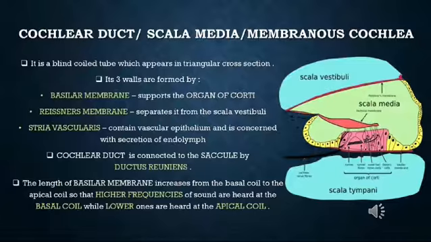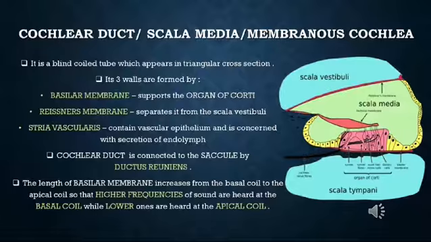It is a blind coiled tube which appears triangular in cross-section. Its three walls are formed by the basilar membrane, Reissner's membrane, and the stria vascularis. The basilar membrane supports the organ of Corti. Reissner's membrane separates it from the scala vestibuli, whereas the stria vascularis contains vascular epithelium and is concerned with the secretion of endolymph. The cochlear duct is connected to the saccule by the ductus reuniens.